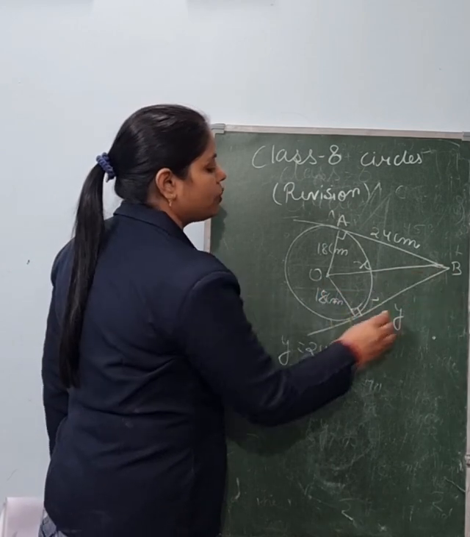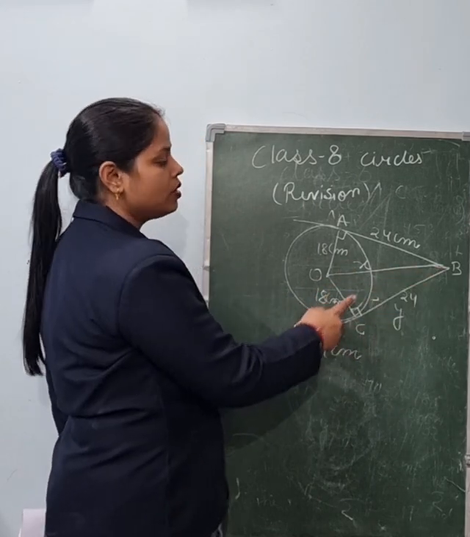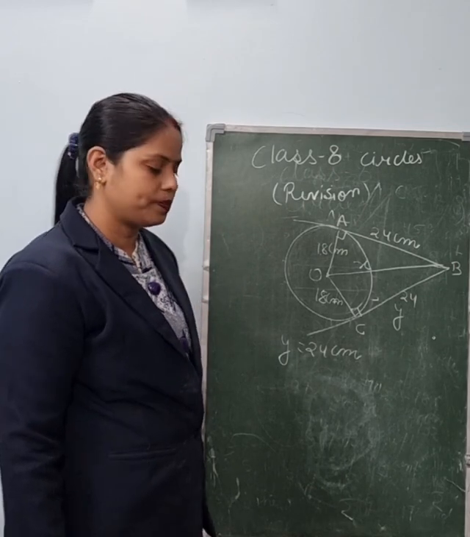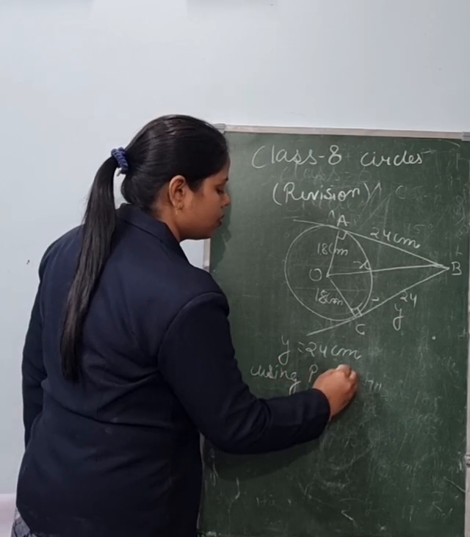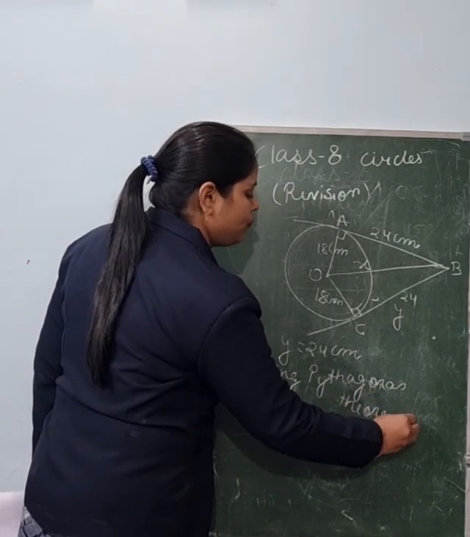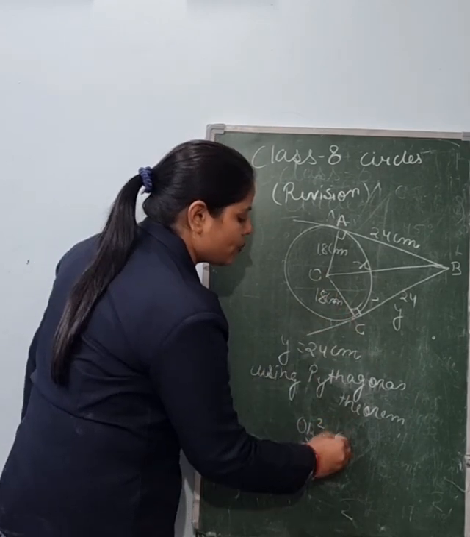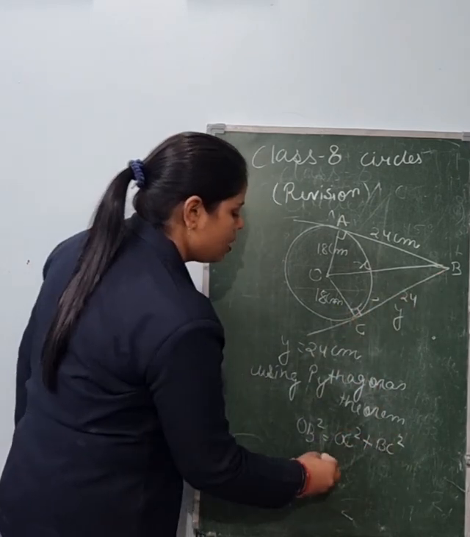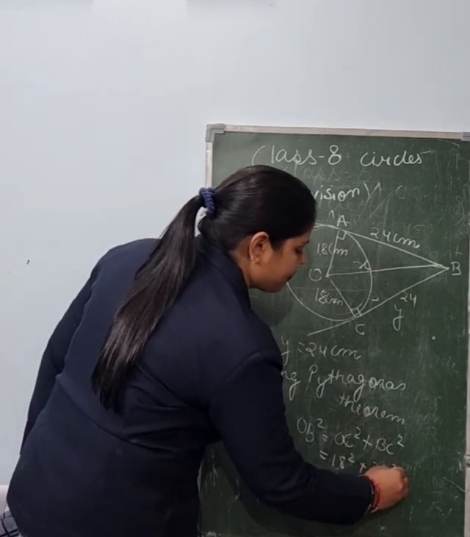Now we'll use the Pythagoras theorem. This is 24 centimeters. This angle is 90 degrees. So this becomes a right angle triangle. So in order to find out the value of X, which is the hypotenuse for the triangle, we can use the Pythagoras theorem. So using the Pythagoras theorem, we can write down OB, which is the hypotenuse. OB square is equal to OC square plus BC square. Now OC is given as 18 square plus BC square is 24 square.